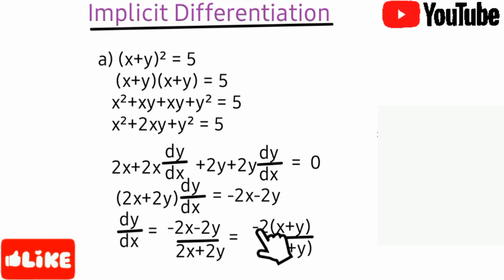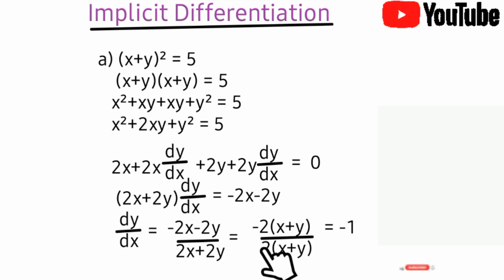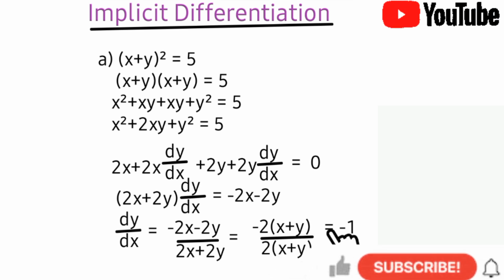When minus 2 multiplies x it gives minus 2x. When minus 2 multiplies y it gives minus 2y. On the denominator, 2 is common, and then we have (x + y). Minus 2(x + y) divided by 2(x + y) equals minus 1. So therefore, our dy/dx equals minus 1.